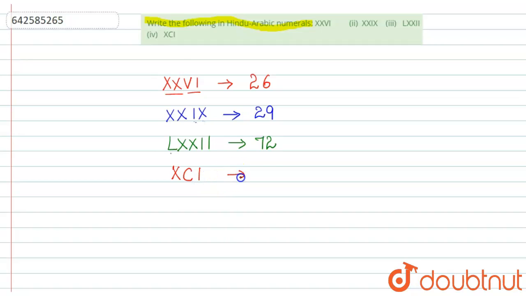XCI. Now, if I write C alone, it's 100. When I put an X behind it, it becomes 90. This is 90. XC is 90. And an I makes it 91. So I hope the query is resolved.